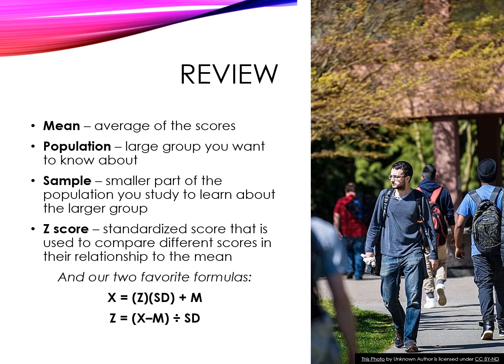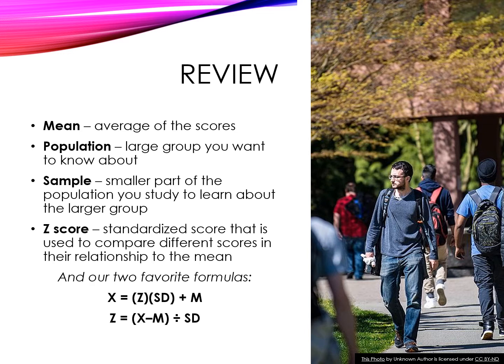So a mean is an average of the scores. The population is the large group you want to know about. A sample is a smaller part of the population you study to learn about the larger group. A z-score is a standardized score that is used to compare different scores in their relationship to the mean.